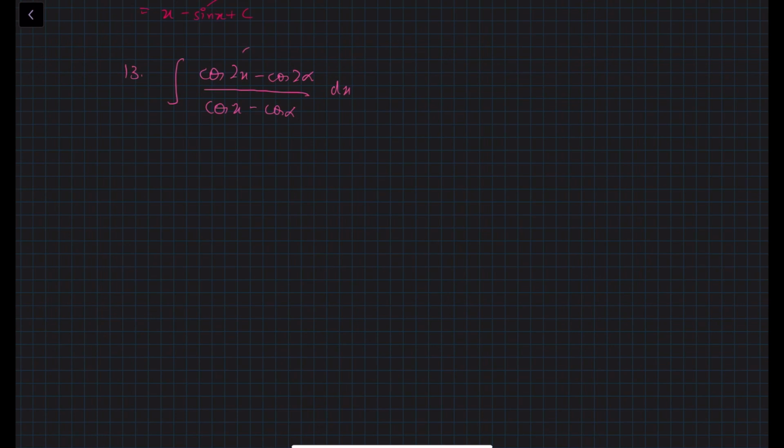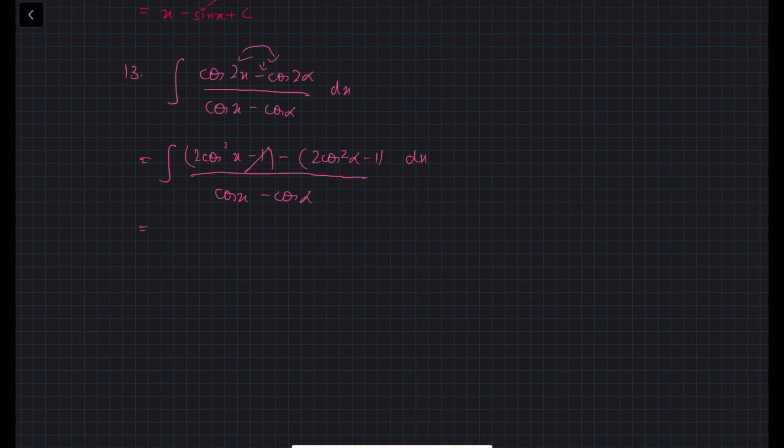What we're going to do is we're going to expand these out. Since there's a minus sign in between, and the whole question is in terms of cosine, I'm just going to expand those in terms of cosine. That just becomes 2 cosine squared x minus 1 minus 2 cosine squared alpha minus 1 dx over cos x minus cosine alpha.